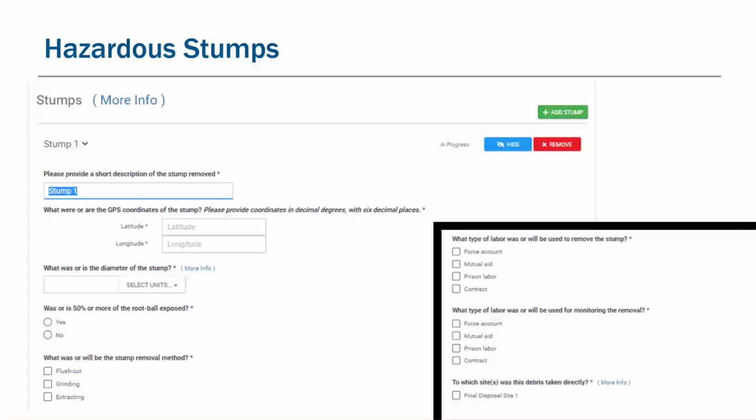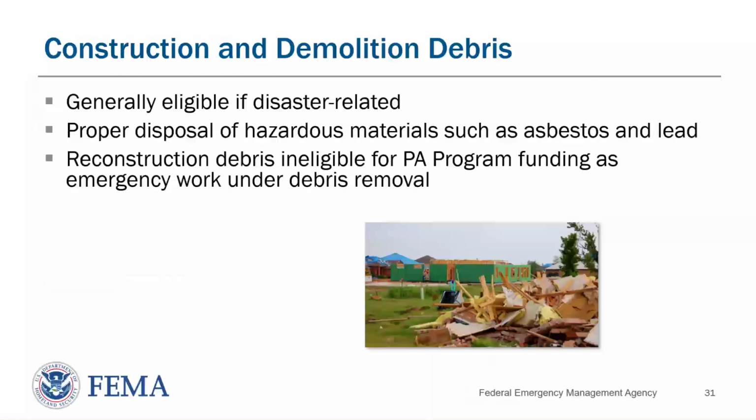You also have to have the diameter of the stump, whether 50% or more of the root ball was exposed, and how did you remove the stump? So did you flush cut it, grind it down, or extract it? It's not an option there, but did you use like stump remover? How are you getting the stumps out? And then the same general questions: what type of labor was used or will be used to remove the stump, and what type of labor was used for monitoring that removal? So if you contracted that out, who watched them? And then where did you take that stump?